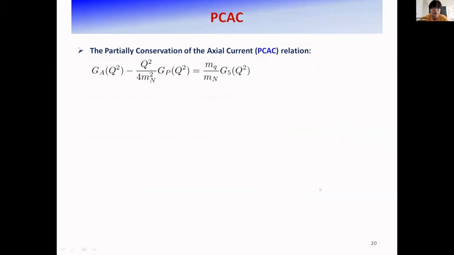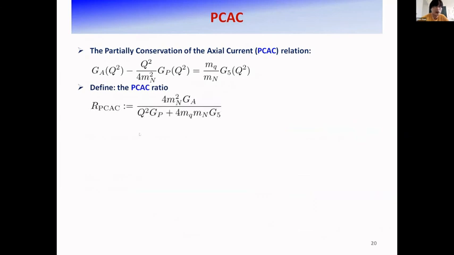Okay, finally PCAC. As I said before, any sensible computation should satisfy this PCAC relation precisely, from which we can define the PCAC ratio, R_PCAC, in this form. If this PCAC relation is satisfied, this PCAC ratio should precisely equal 1.